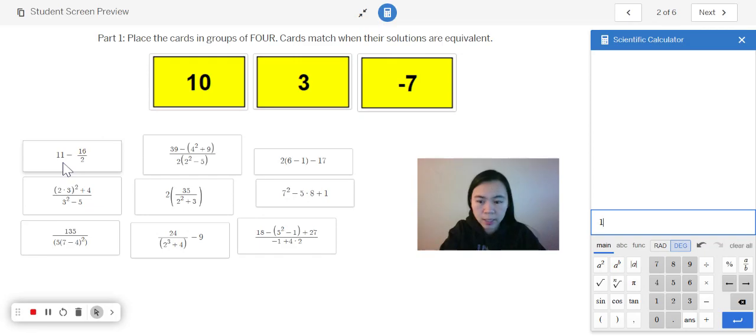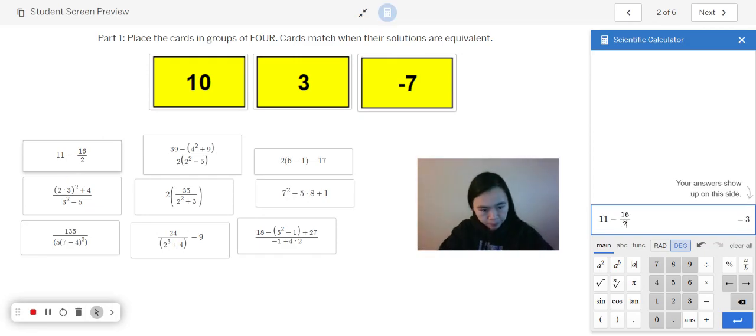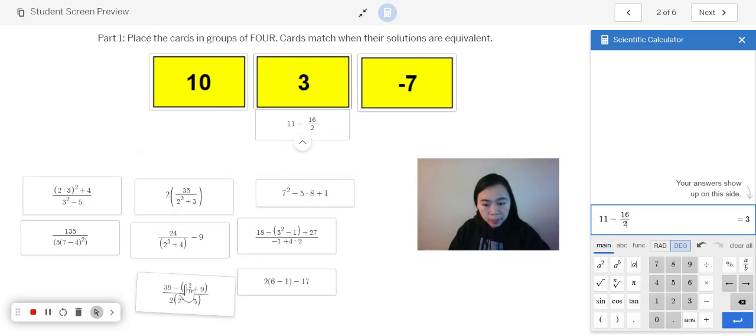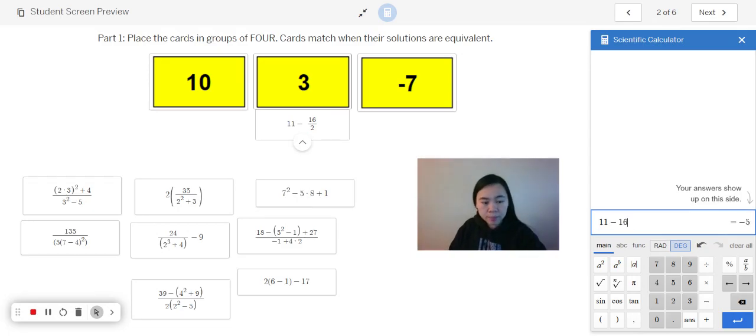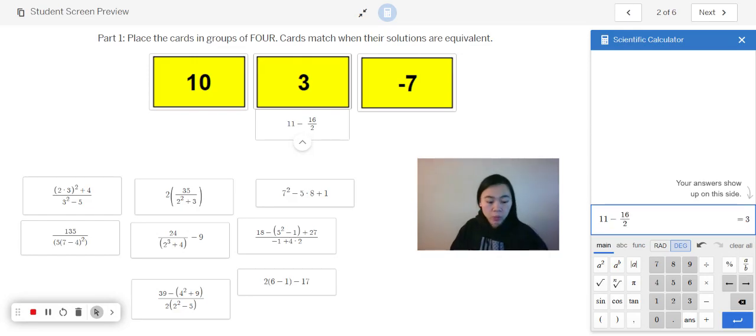This first one is 11 minus 16 over 2, which equals 3. So our answer is 3. Make sure you know how to type this in, how to plug it into the calculator. To get this fraction, you have a few options. What I did was I typed 16 slash, on your keyboard, the slash key, 16 slash 2. And when you hit that slash, it'll turn into a fraction.